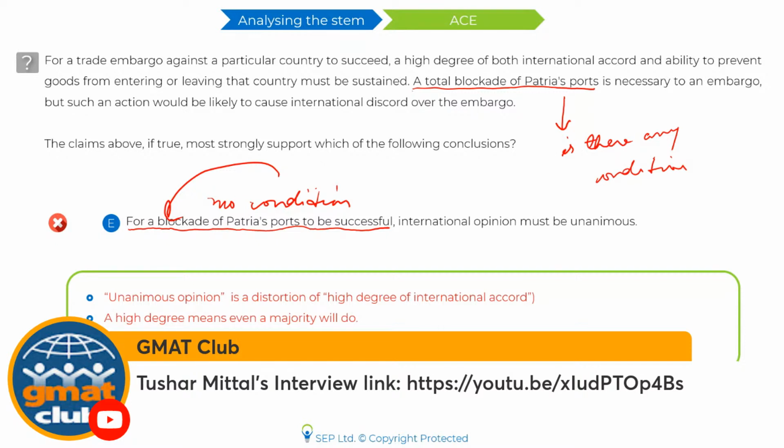Okay, guys, so let's get started with our assumptions. So, Jaydeep, E is not referring to any condition. E is talking about the first condition, unanimous, but required for the wrong thing. All right. E is saying you need a condition for the blockade. See, you need international agreement for the embargo. E is saying you need international agreement for the blockade. That's the difference.